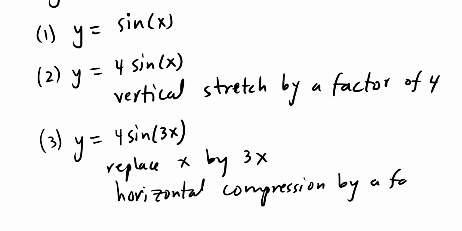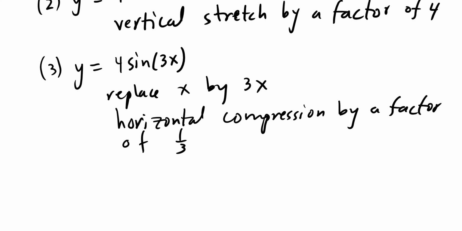By a factor of 1/3. That's what this means. Vertical compression by a factor of 1/3. If it was 4 inside, by a factor of 1/4. If it was 5, by 1/5. Okay, so that's what we have.